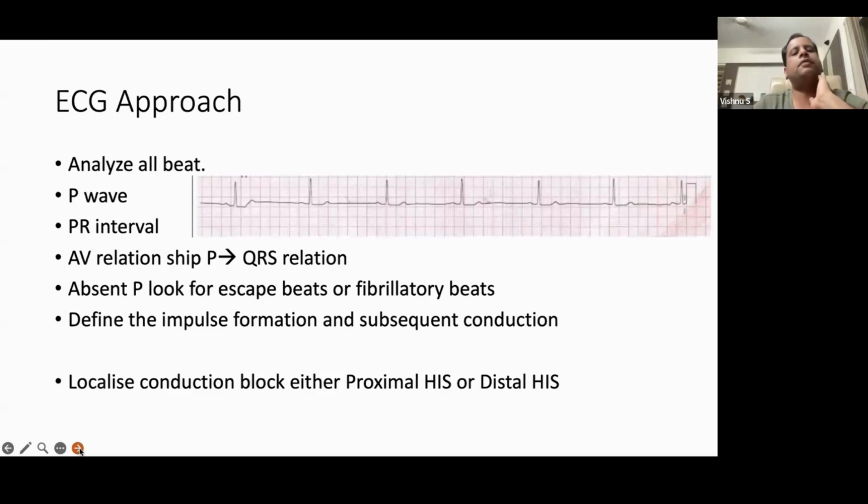If you find a block anywhere, you should determine whether it is proximal to the His bundle, that is between the SA node and the AV node, or distal to the His bundle. Distal to the His bundle, the rhythm is ventricular and is always considered unstable, so the patient may decompensate fast. So localizing a little is very important for prognostication of the bradycardia.